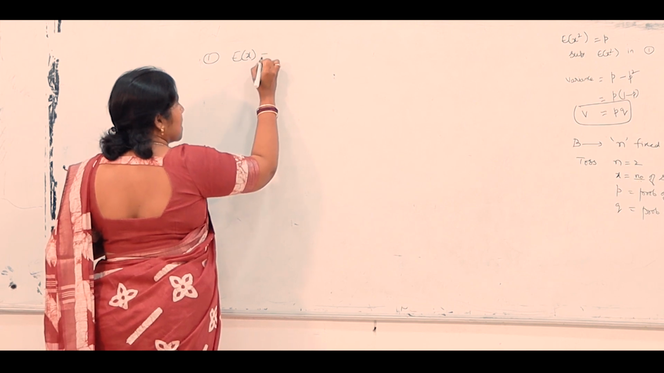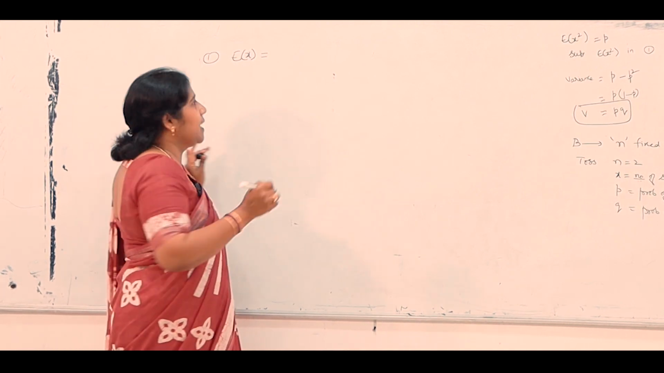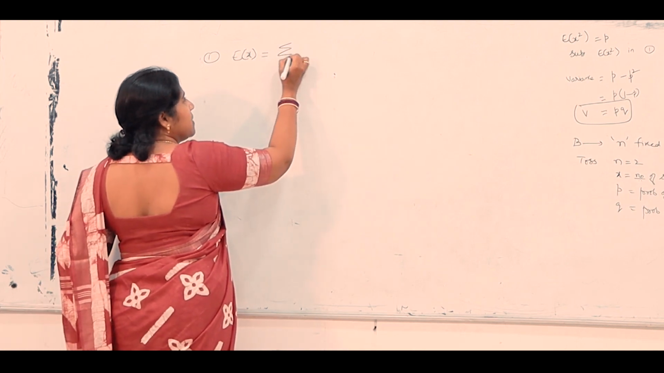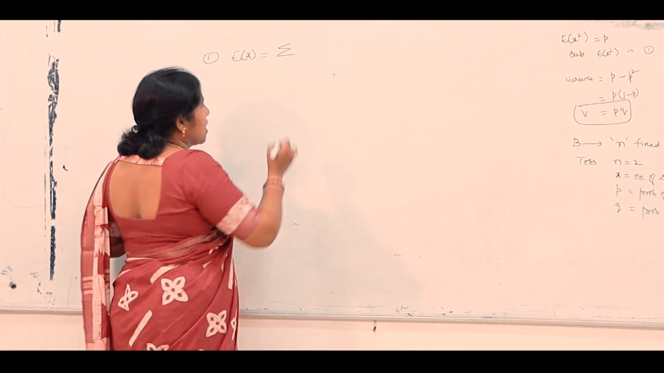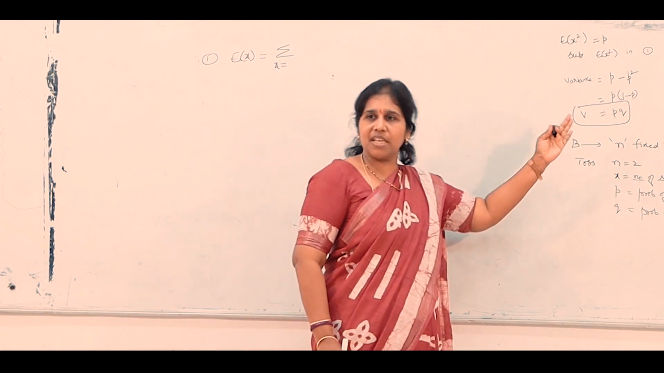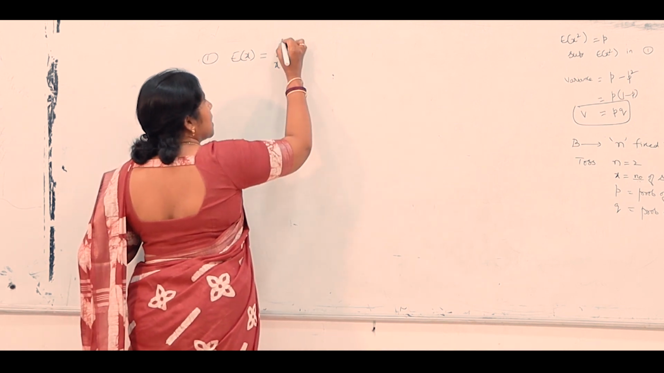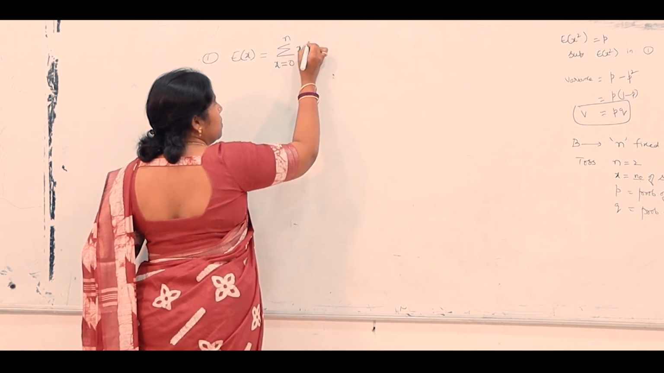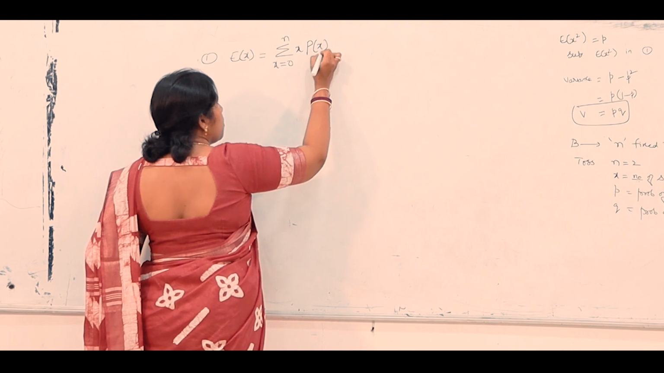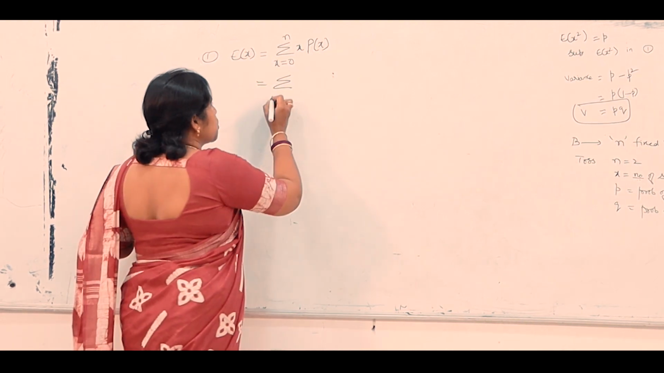Expectation of X. Binomial distribution is a discrete probability distribution. Discrete distribution means you have to start with the summation. What is the range of binomial distribution? We have studied the definition. X takes the values 0 to n. So, summation X equal to 0 to n, X into P of X. What is P of X? Probability mass function of binomial distribution.